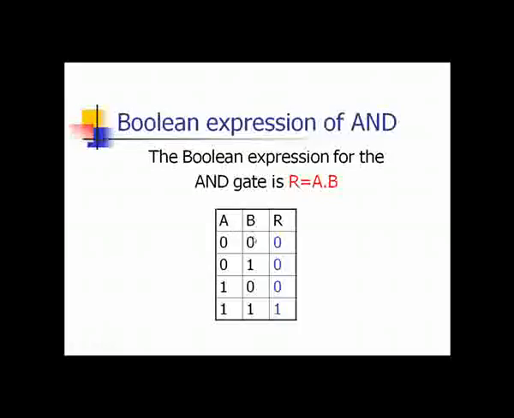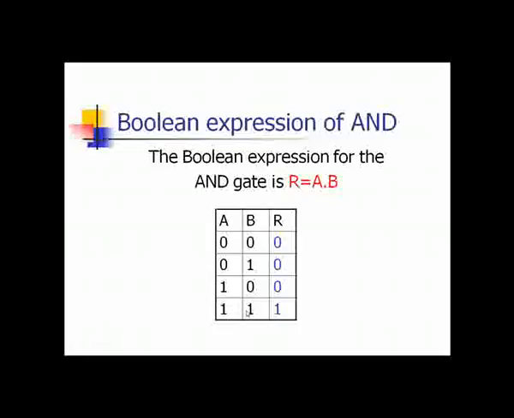Now let us see the truth table of this AND gate. AND gate has two terminals A and B, and let R be the output terminal. Whenever both the inputs are zeros, the output of AND gate is equal to 0. Similarly, the output will continue to be 0 till any one of the input terminals is equal to 0, and the output of this AND gate will be equal to 1 only when both the inputs of AND gate are equal to 1.